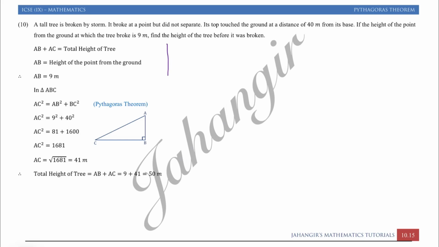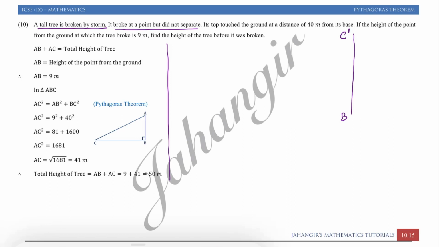Question number 10. A tall tree is broken by the storm. Let's say this is a tree. I will just draw one big tree, which can be represented by AC. It can be represented by BC, C dash. But it broke at a point but did not separate. Its top touches the ground at a distance of 40 meters from the base.